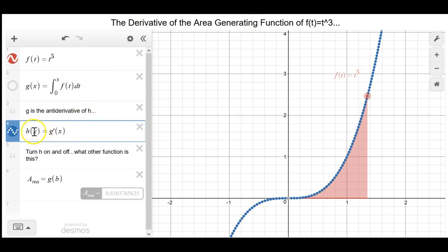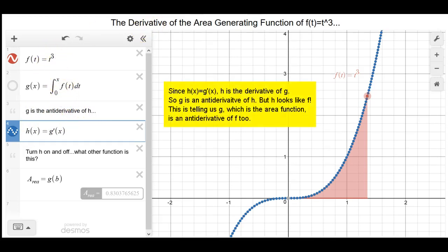So since h is the derivative of g, that means that g is an antiderivative of h. But it's looking like h and f are the same, at least have the same graph. So we should start thinking that maybe g is the antiderivative of f. So this is kind of giving us hints.